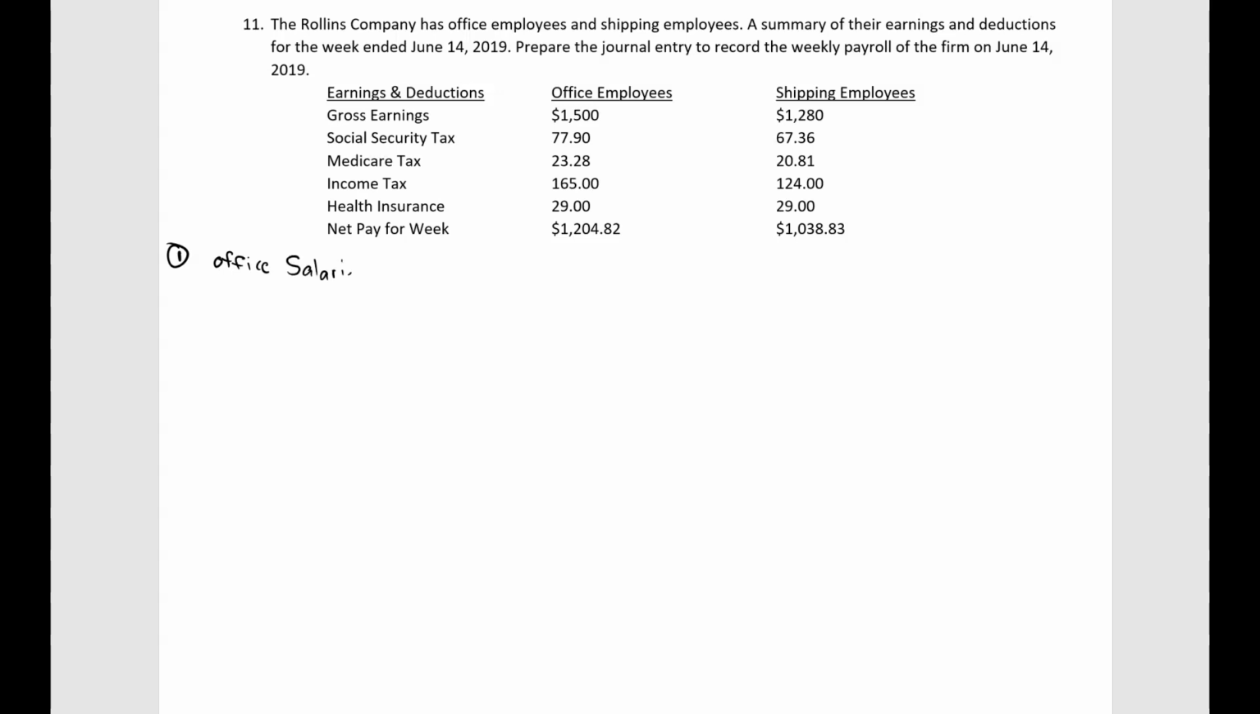Office salaries expense and shipping employees expense, $1,500 and $1,280. Their gross earnings go into the salaries expense account. Okay, then we're going to list out Social Security, and we're going to add the two together.